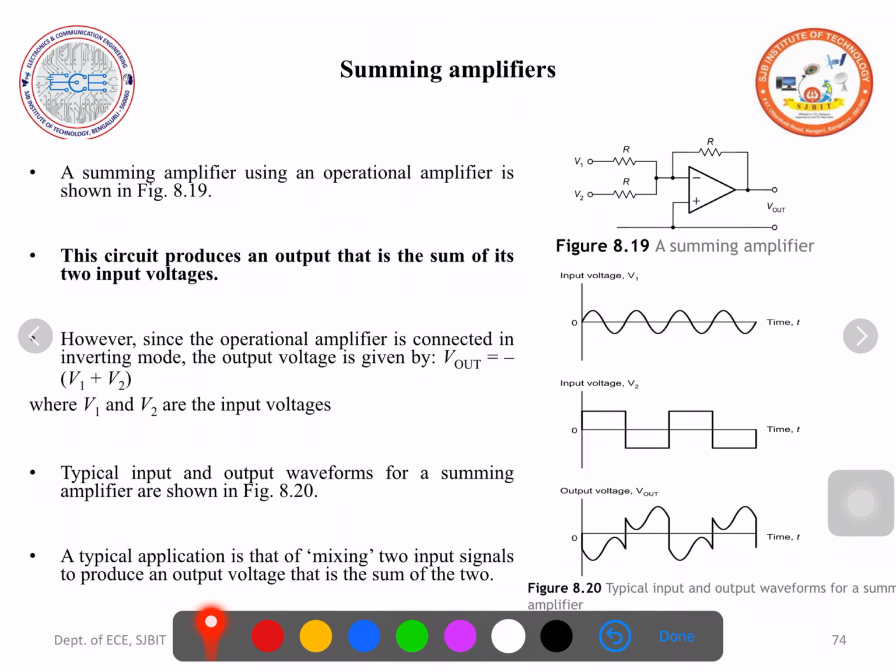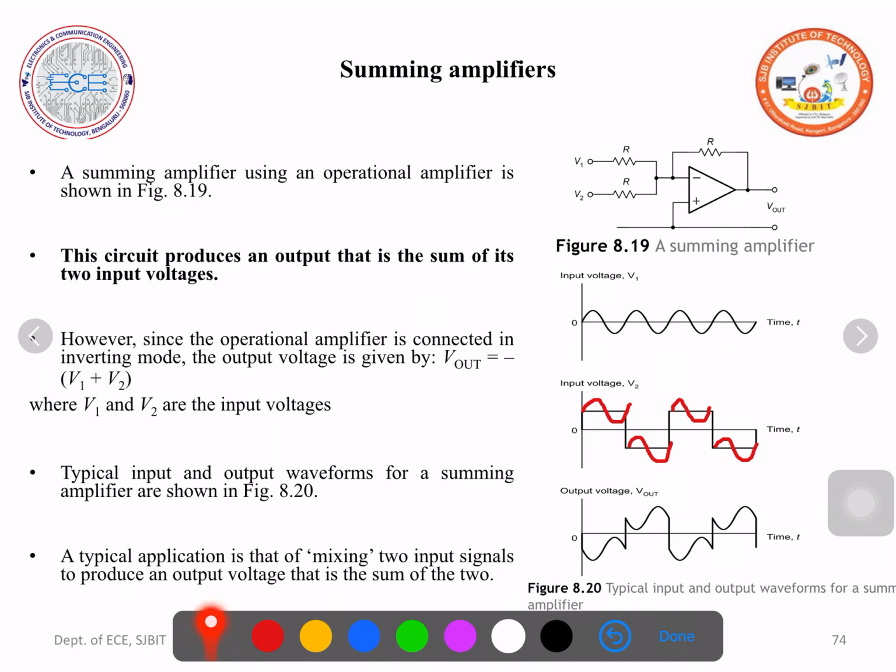Now, instead of constant DC voltages, let us try with AC voltage waveforms. Let us assume a sinusoidal signal is applied at V1 and at V2 a square waveform is applied. It is an adder circuit, so definitely these two waveforms should add. How will this get added? Something like this. The sinusoidal waveform gets added to this.